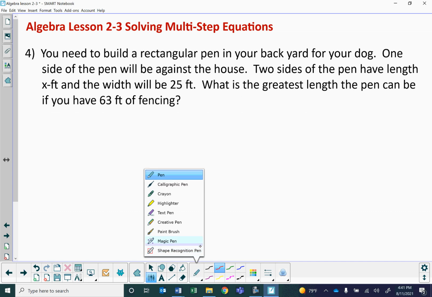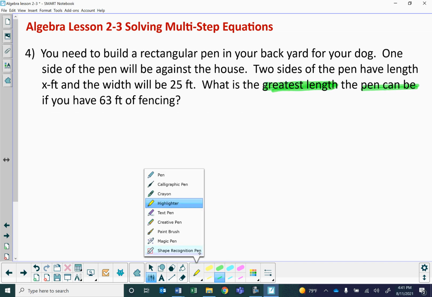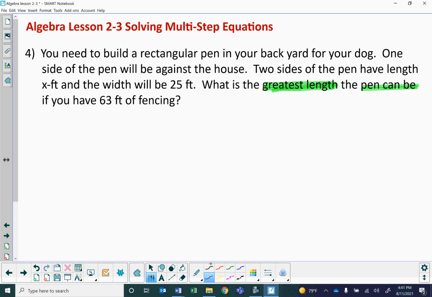So I have 63 feet of fencing, but I must make a pen for Fido. So I need to know what is the greatest length that the pen can be. So that's going to help me figure out what my variable is. I can't use x because I have x feet already. Well, actually I can. Two sides of the pen have length x, because it actually told me that, so I'm going to let x equal length.